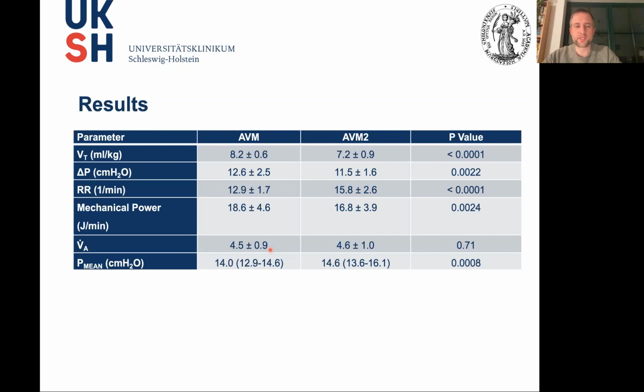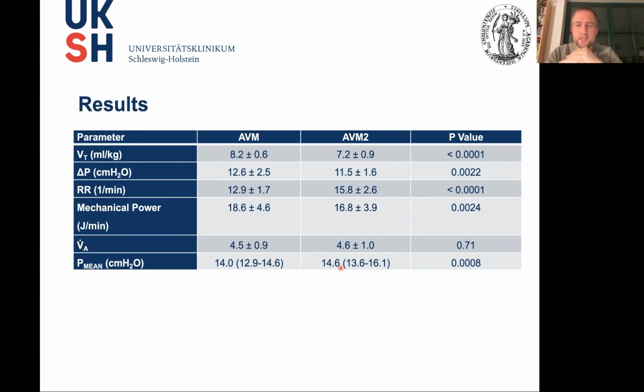Mean airway pressure, interestingly enough, was higher with AVM2, significantly higher than with AVM. So how does that happen? We had a lower driving pressure and lower tidal volume, so actually what we would expect is a lower mean airway pressure. And this is what the developers of AVM2 expected as well, which is why they changed the I to E ratio to counteract this expected decrease in mean airway pressure.